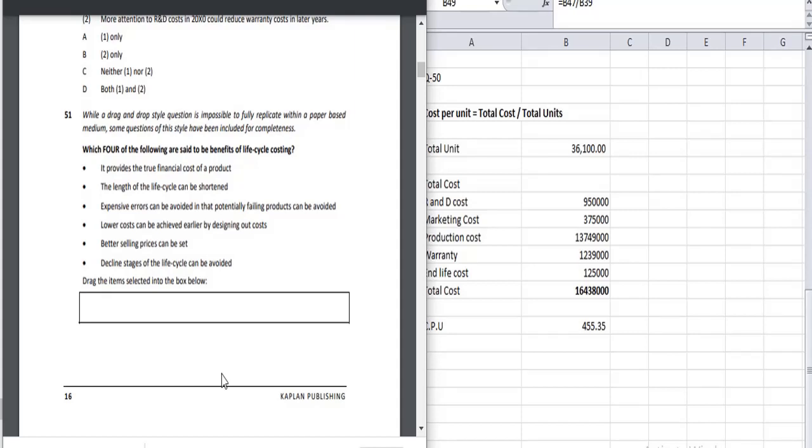Lower cost can be achieved earlier by designing out cost. Obviously, if in the development phase we plan and design the project in a good way, we can minimize the further cost, like we study in the warranty cost, है कि नहीं. अगर अच्छे से प्लान किया हुआ है, अच्छे से डिजाइन किया हुआ है, it will reduce your further cost. जैसे कि वारंटी का भी कम चांसेस होगा कि सामान बिगड़ेगा या खराब होगा, कस्टमर आपके पास वापस आएंगे. So this is also true.